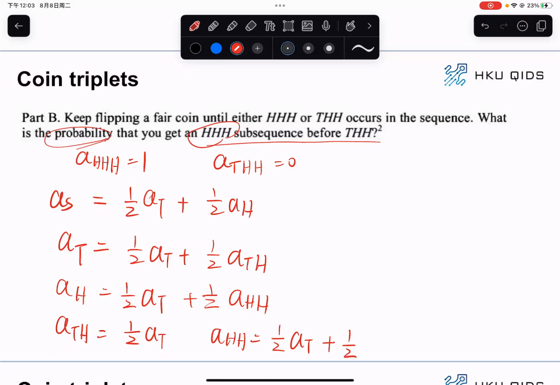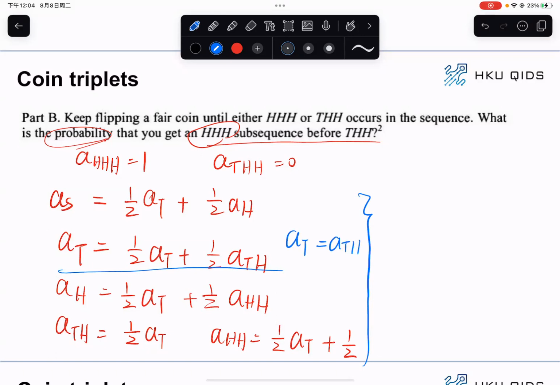Okay. Now let's try to solve this one. Because this one is complex, so I'm going to solve that step by step. So from here, we can find what? AT equal to ATH. Okay. But here we also have what? We also have ATH equal to 1 over 2 AT. So we can have what? ATH equal to 0 and AT equal to 0.